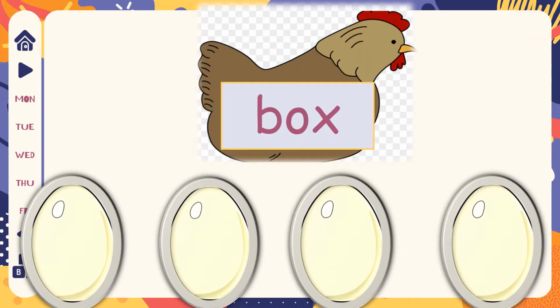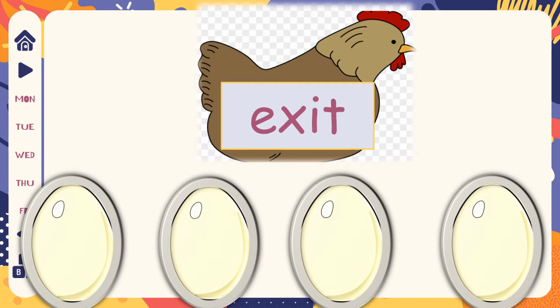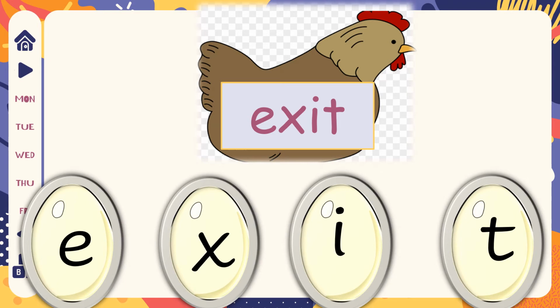Next we move to segmenting, breaking down the words into sounds. Can you see the first word we have here? It's box. How many sounds do we have in box? B, O, X. So we have 3 sounds in box. Next we have exit. We have X, E, and last one T. So we have 4 sounds in exit.